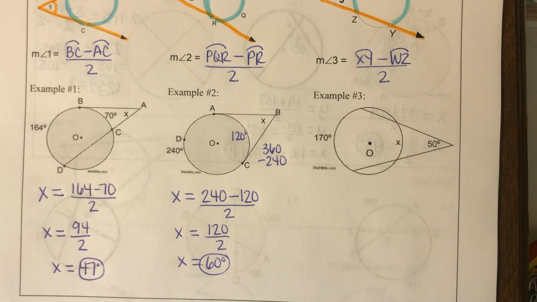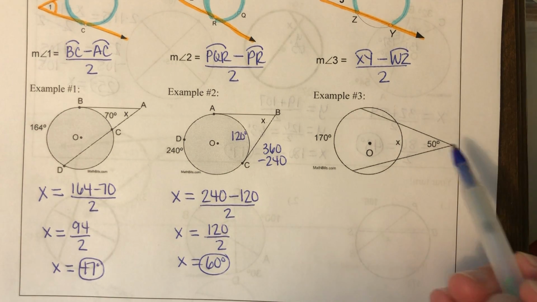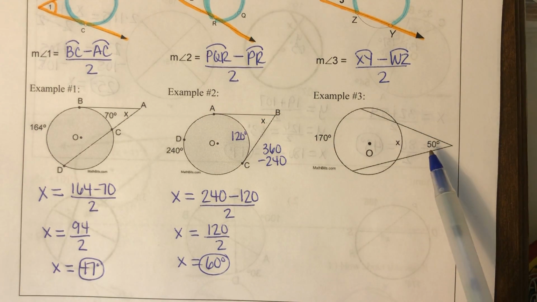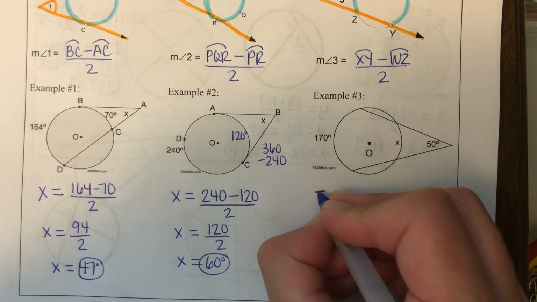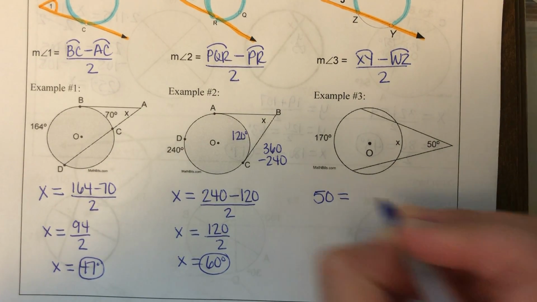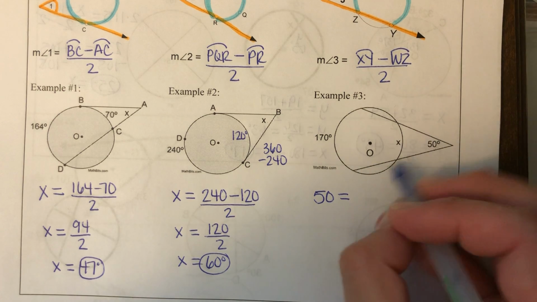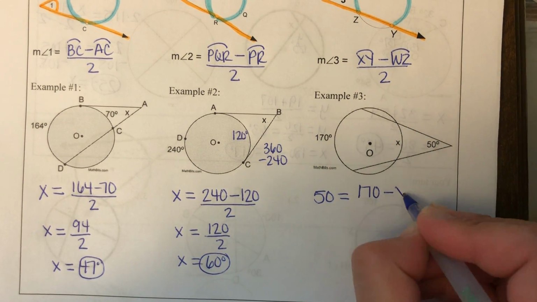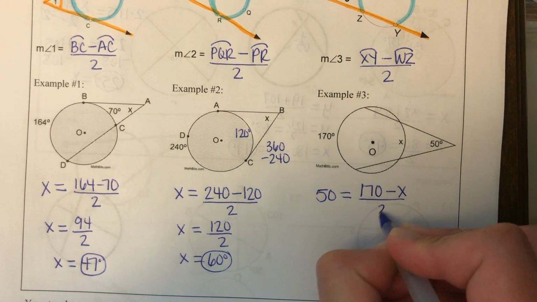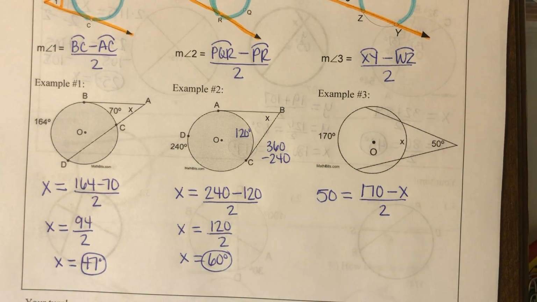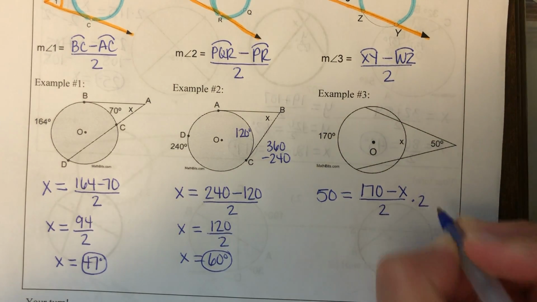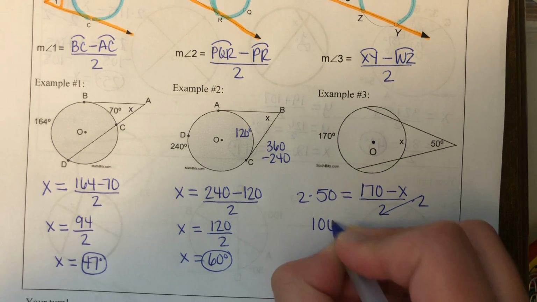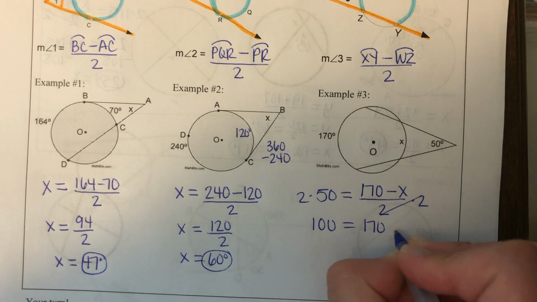All right, last one. We start with the angle outside. This time notice in the last two the angle outside has been x. Now the angle outside is 50, so we still have to start with that. 50 equals the larger intercepted arc minus the smaller one, which is our variable this time, still getting divided by 2. Now the last time we had to do this, we had to multiply both sides by 2. So we get 100 equals 170 minus x.